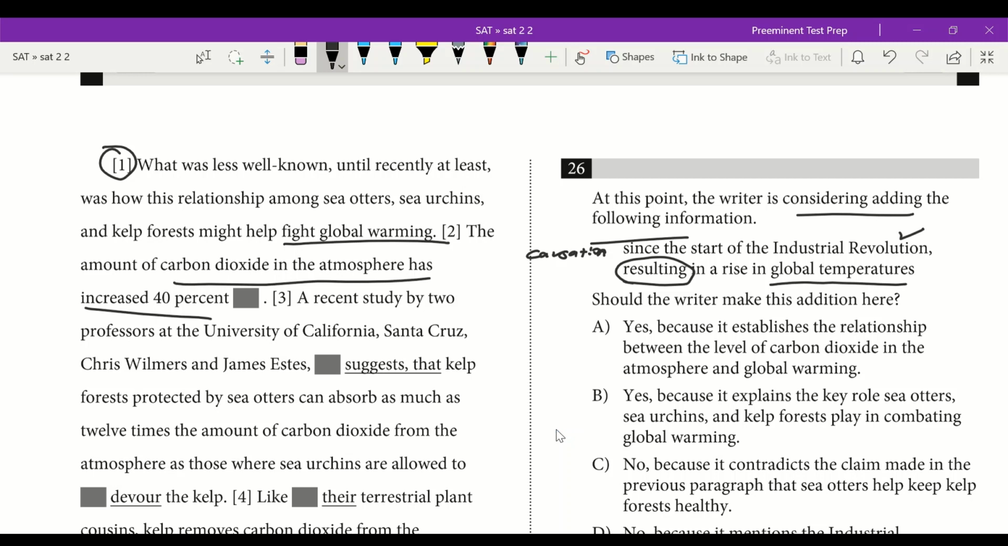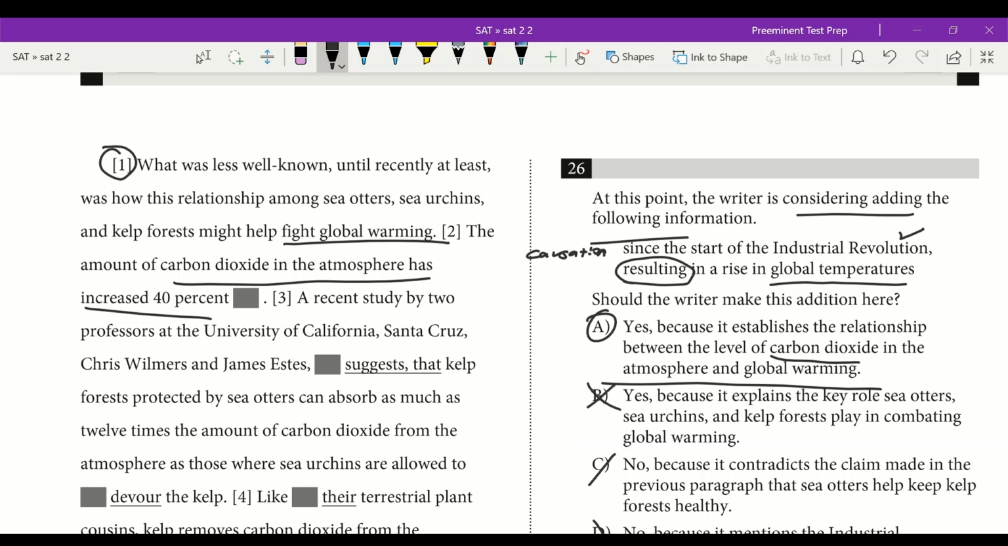So now, should the writer make this addition here? Well, I would say yes, because it's giving our audience our relationship and a timeline, which are both good things when discussing data. So I'm going to say yes, because it establishes the relationship between the level of carbon dioxide in the atmosphere and global warming. And the other choice for yes is because it explains the key role sea otters, sea urchins, and kelp forests play in combating global warming, but we're already told that in sentence 1, so we know that's not going to be our answer.